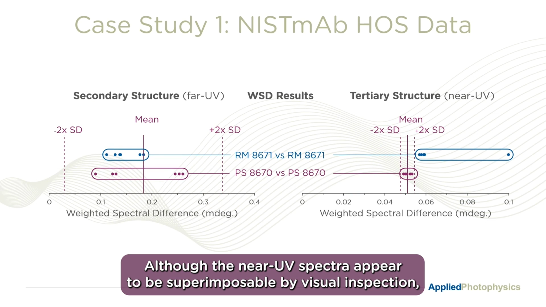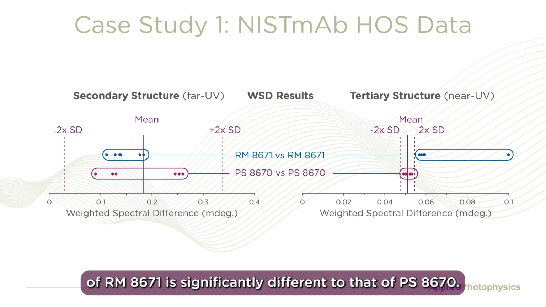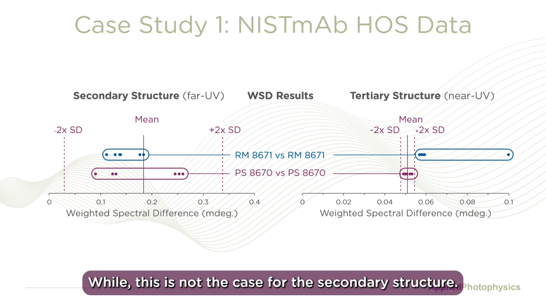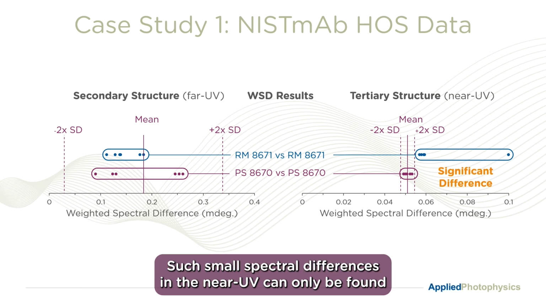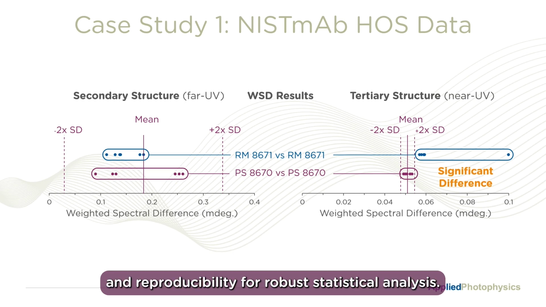Although the near UV spectra appear to be superimposable by visual inspection, statistical analysis via WSD reveals that the tertiary structure of RM 8671 is significantly different to that of PS 8670. Well, this is not the case for the secondary structure. Such small spectral differences in the near UV can only be found with state-of-the-art CD instruments that provide the required sensitivity and reproducibility for robust statistical analysis.